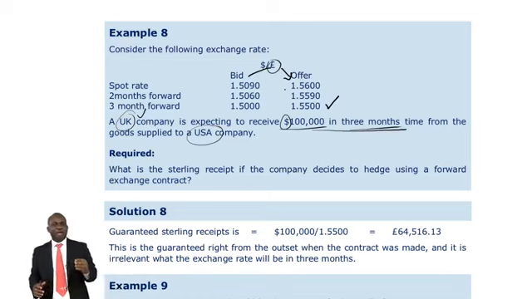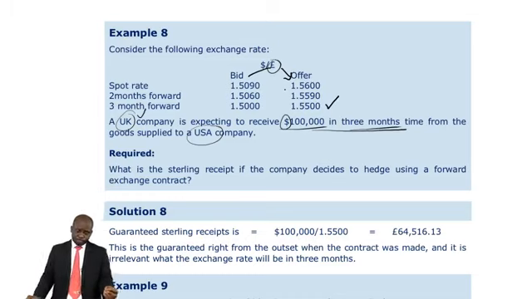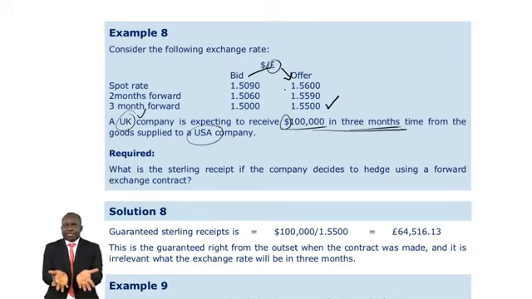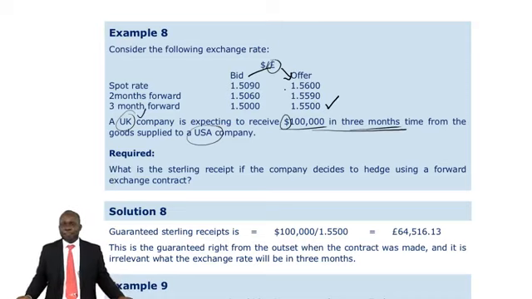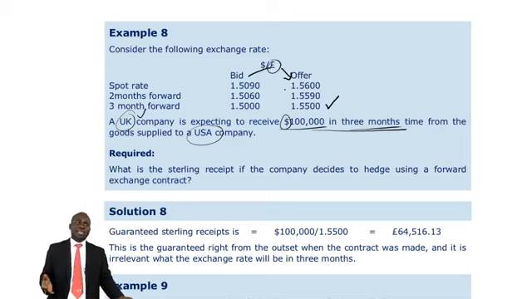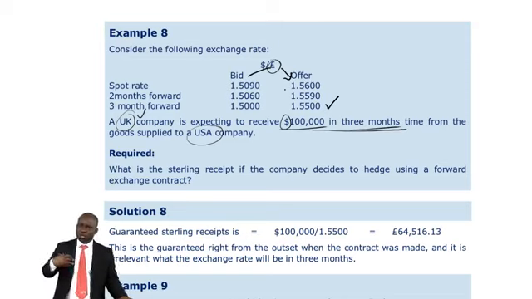So if I get $100,000 and I have to convert the $100,000 into pounds, I will go to the dealer with dollars. Dealer says I buy pounds at the bid, I sell pounds at the offer. Will the dealer buy pounds from me or will he sell pounds to me? I went there with dollars. I need pounds. Therefore, the dealer will sell pounds to me. So the dealer will offer me the pound. That is why you see them using the offer rate.